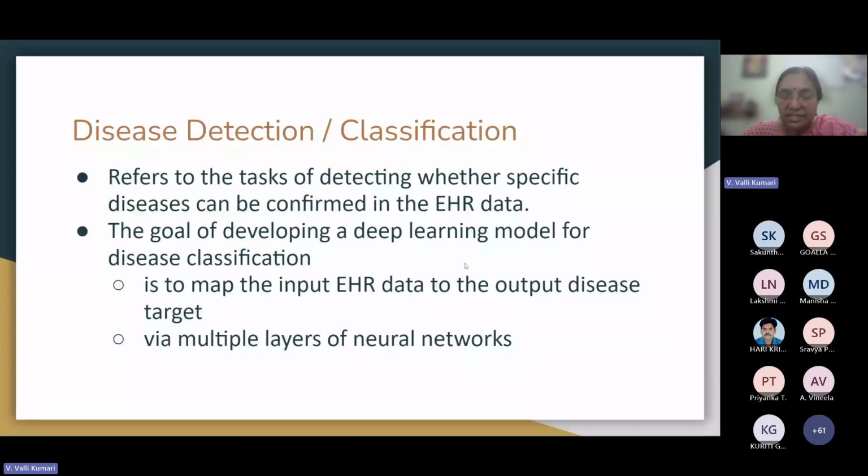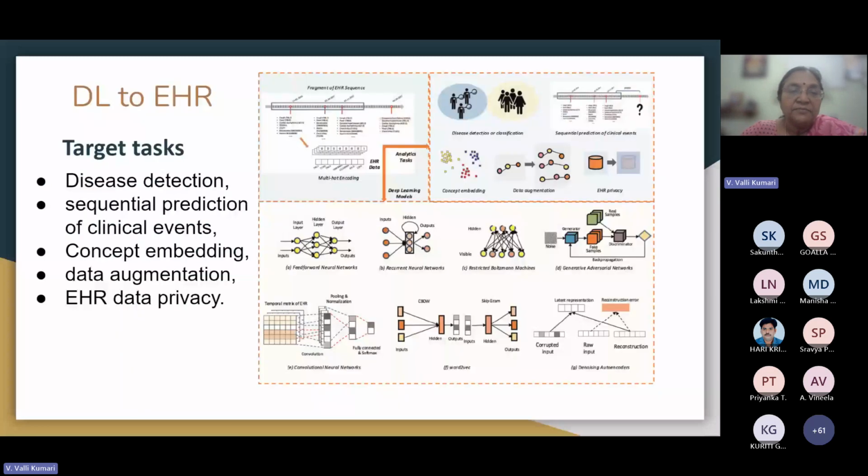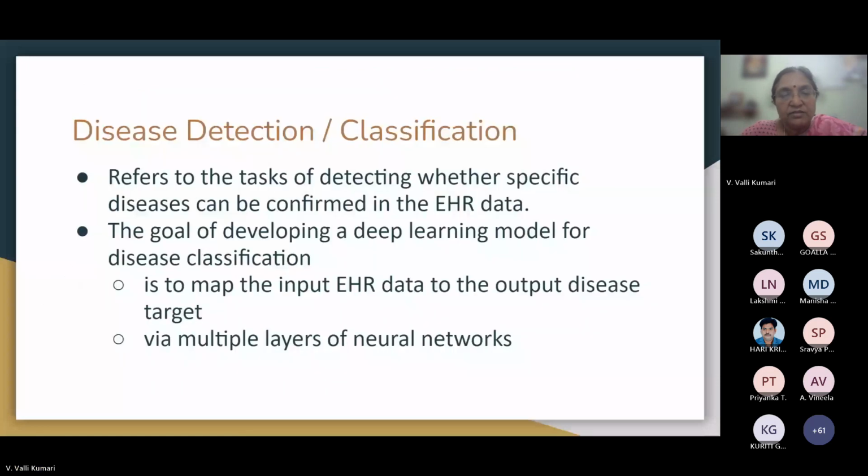So this is detection and classification, the first target that we talked about. It refers to the task of detecting whether specific diseases can be confirmed in the EHR data. The goal of developing a deep learning model for disease classification is to first take the input EHR data, feed it to the deep learning network, and then get the output disease target. And of course, there might be many hidden layers in between.